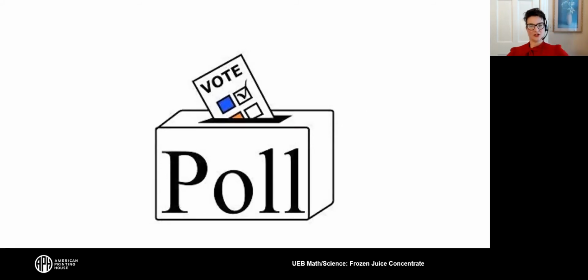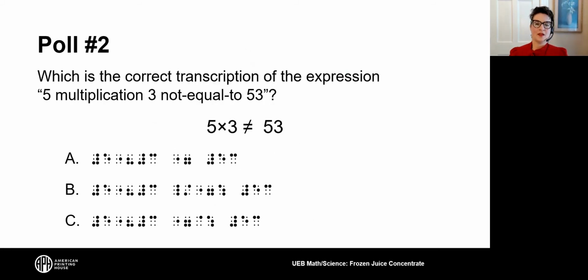Okay, please engage. It's time to have a poll. This is a sort of test your knowledge one. Which is the correct transcription of the expression 5 multiplication 3 not equal to 53? Your first answer option is, and these are going to be shown in the poll in ASCII Braille. So you're just going to see the print symbols that correspond to these Braille cells that are up on the slide in your actual poll window. I'm not going to read them out because that's just confusing. I'll let you look at them for a moment and find the right transcription.